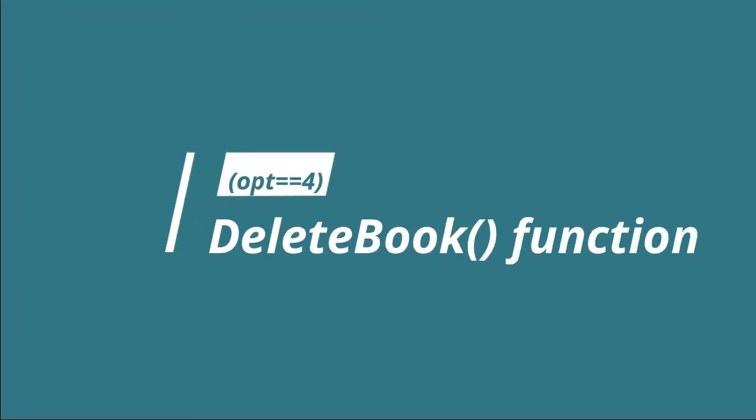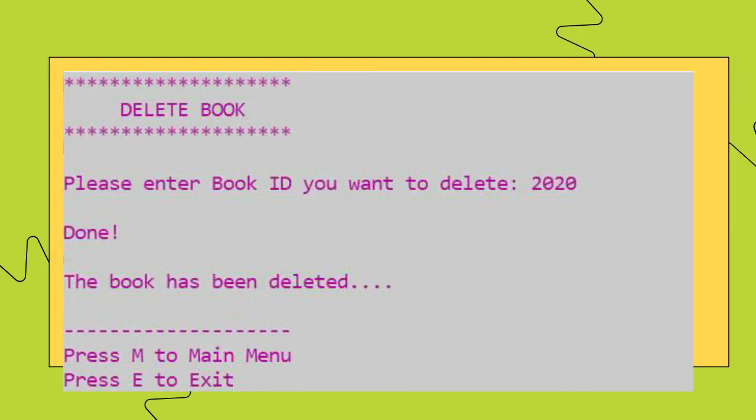If the user enters option number 4, this output layout will appear. This function allows the user to delete any unwanted books. The user needs to enter the correct book ID. If the correct input is entered, then the book has been deleted message will appear. After that, the program will ask the user to enter M to go back to the main menu or E to exit the program.